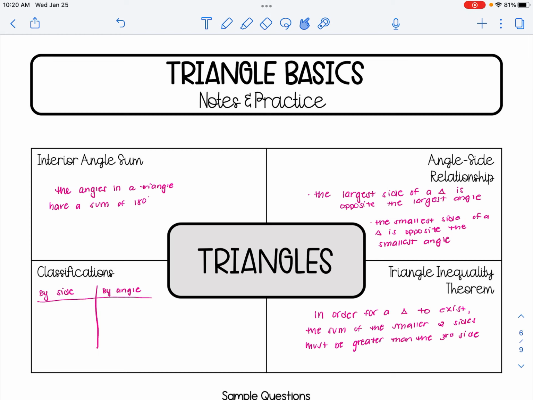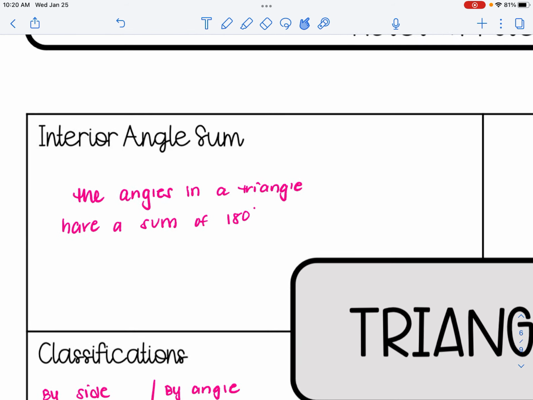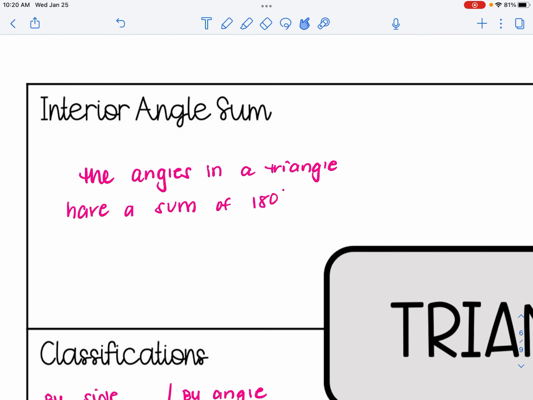In this lesson, we are going to be learning some different facts about triangles. Our first fact is in regard to the interior angle sum. This basically says that all of the angles in a triangle have a sum of 180 degrees.